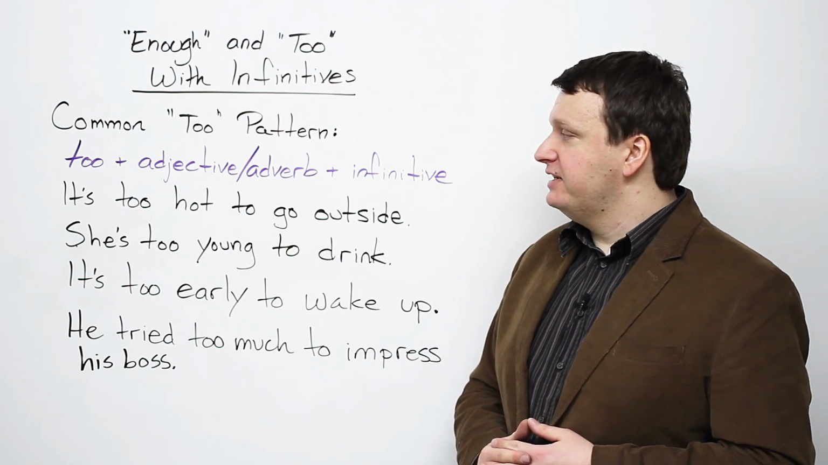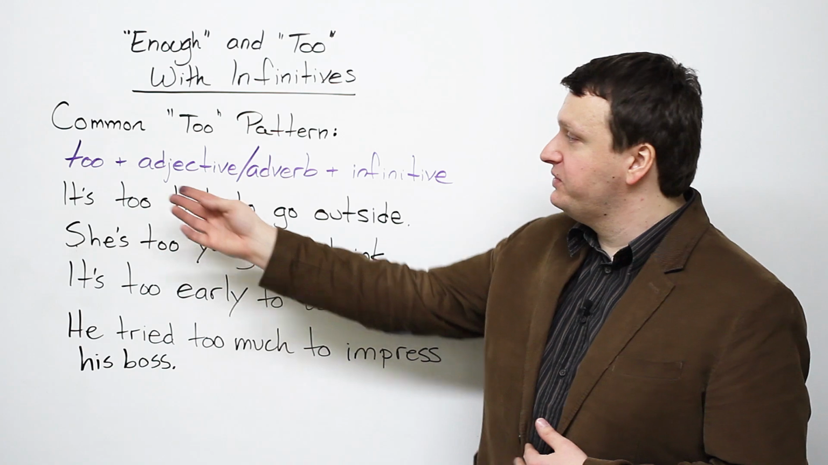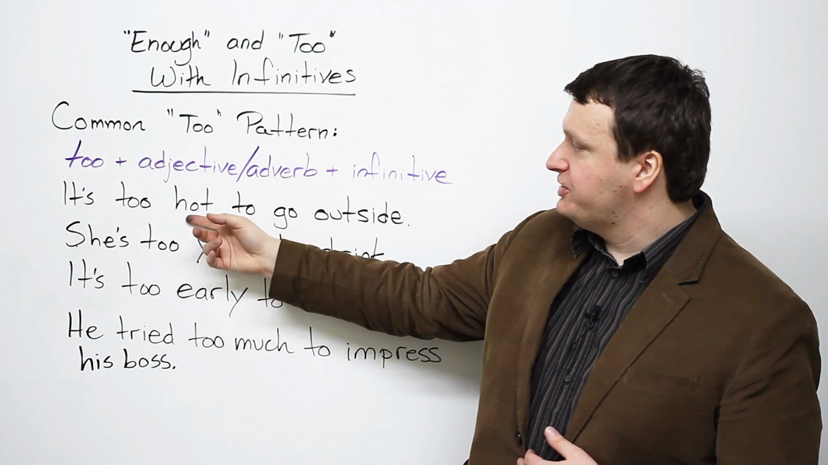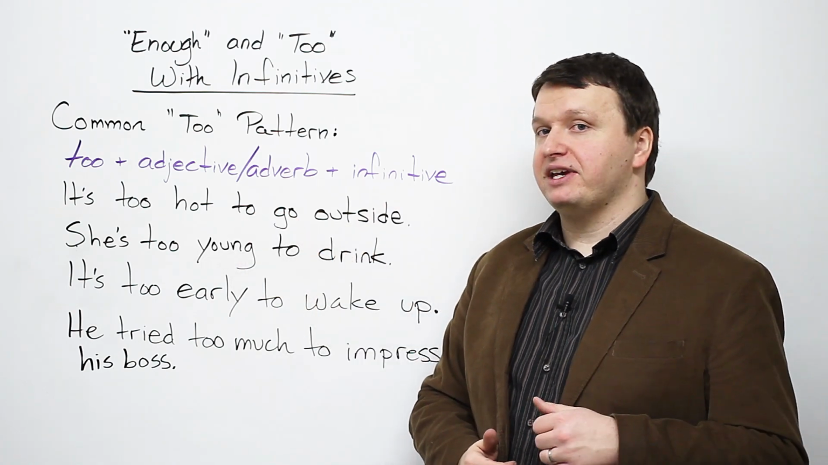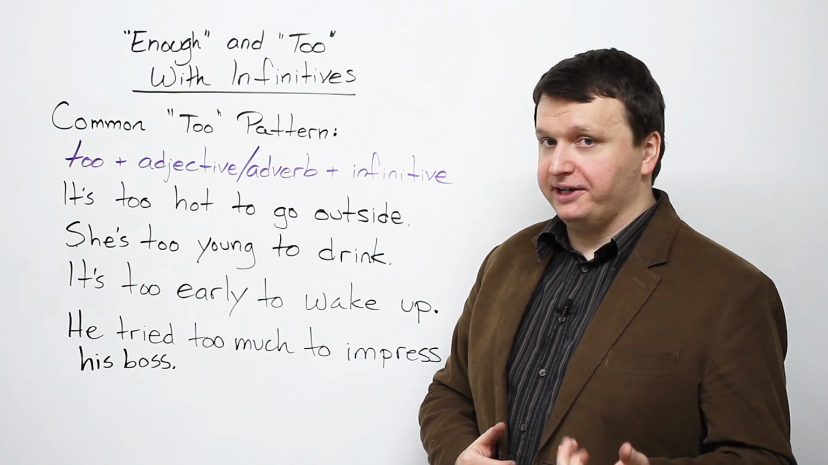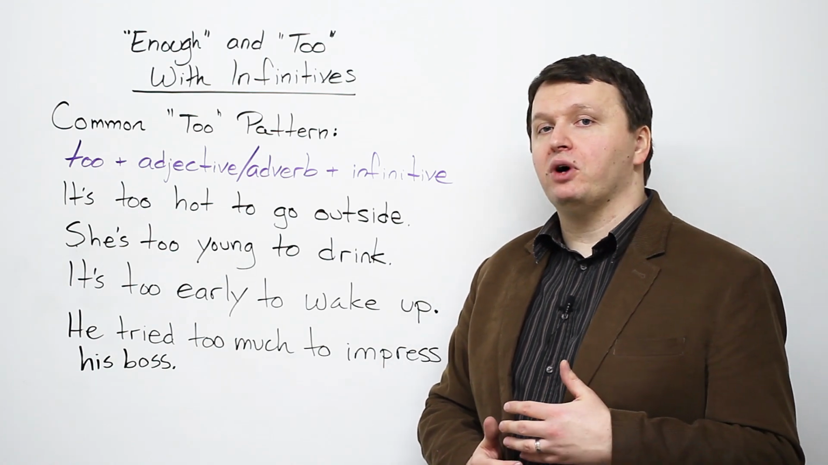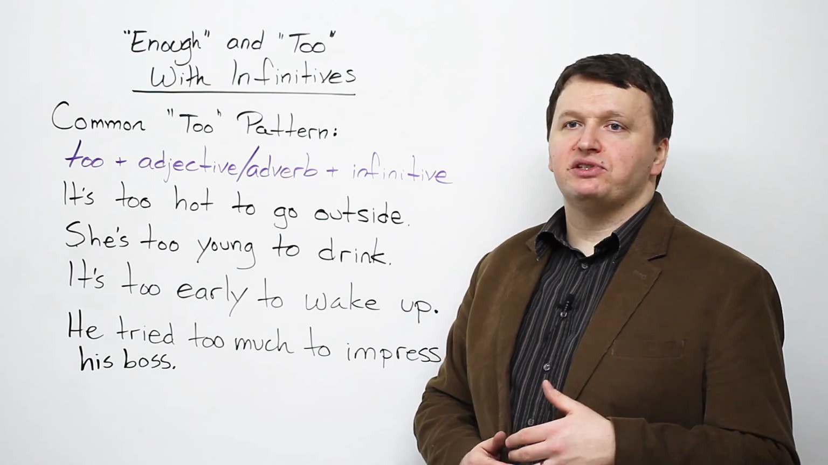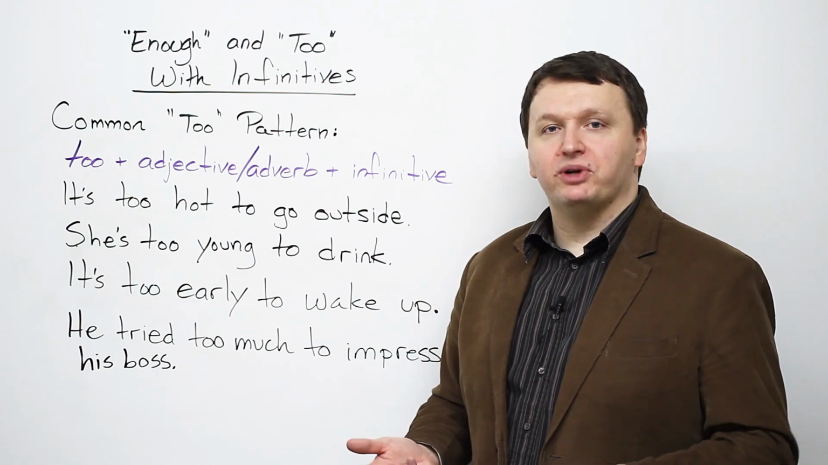First one is, it's too hot to go outside. Okay, so here you see the pattern. It is too plus an adjective, to go outside. So again, we don't say it's too hot going outside. You have to follow it with an infinitive. It's too hot to go outside. It's too hot to swim. It's too hot to stand out in the backyard for more than 20 minutes.